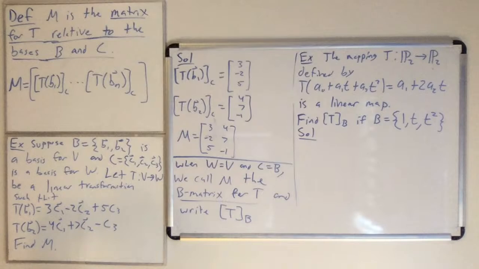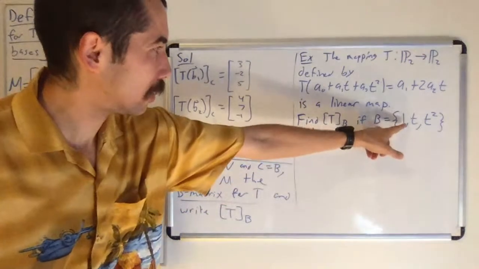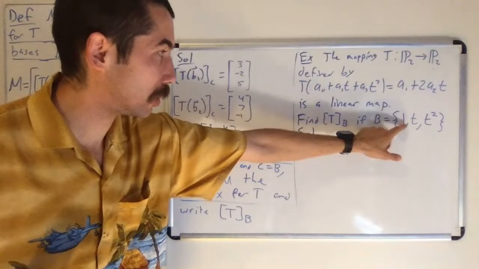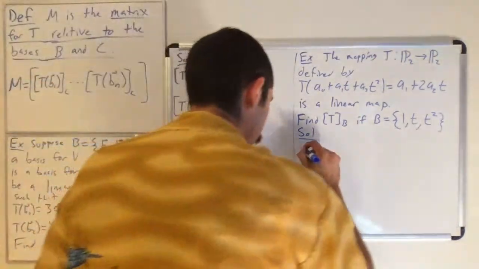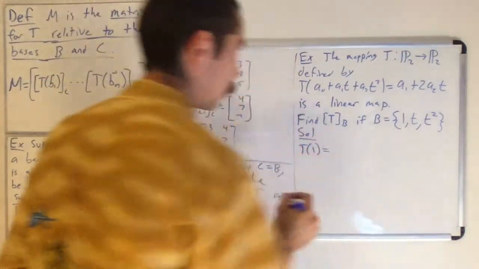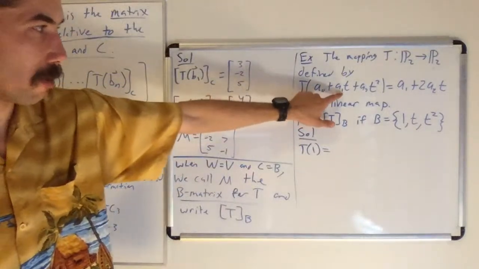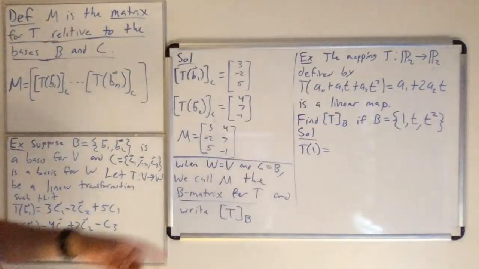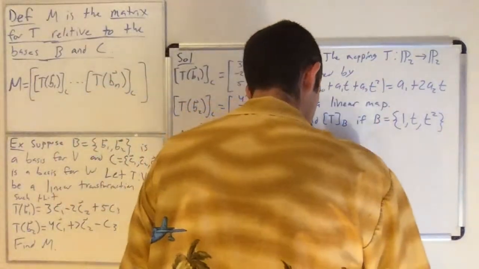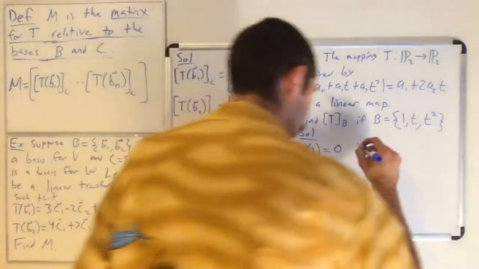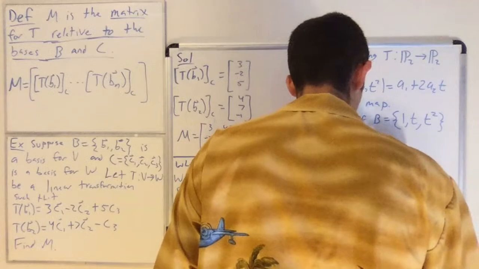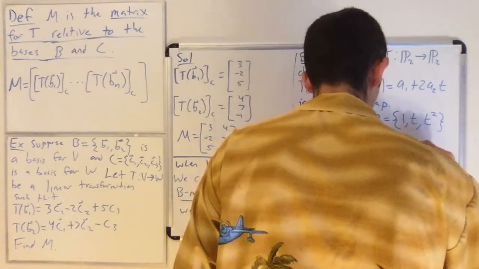Okay, well, if you were able to get something, great. If not, let me explain how we're going to do this. We want to evaluate the map and find the image of each of the basis elements under this map. So we'll start with T of 1. That'd be T of 1 plus 0 a1 plus 0 a2 t squared, which is 0. And the B coordinates of 0 is the vector 0, 0, 0.